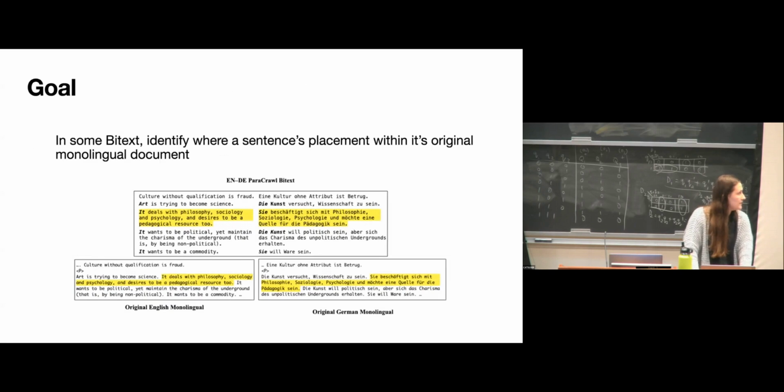So the end goal is if we have some bitext here on the top and we have some kind of sentence pair, we want to identify specifically where it occurred in the original monolingual document. And this is going to identify when we have two consecutive sentences, where consecutive sentences then are part of the same context, or two sentences actually are very far apart from each other and have nothing to do with each other.